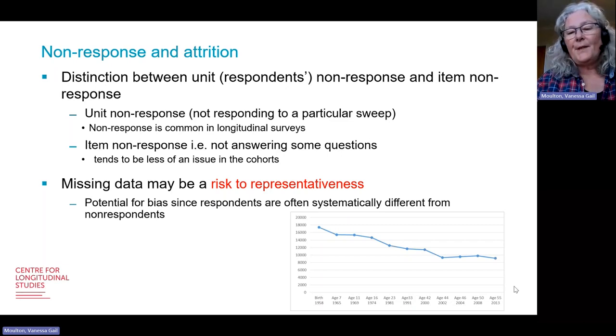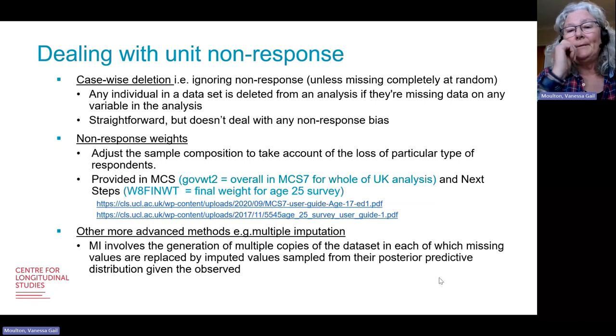Item non-response in these studies, so that's not actually answering particular questions, tends to be less of an issue in the cohorts. Just to make it clear, obviously missing data can be a risk to representativeness because it could bias results, since respondents are often systematically different from non-respondents, but not always. So what do you do about this?